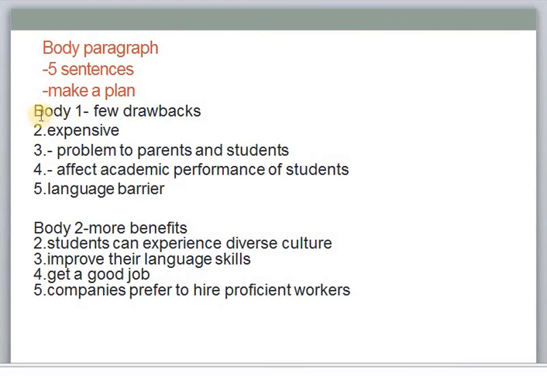So for example, this is your body 1. You will be writing the drawbacks. Body 2, you will be writing the benefits. Also, try to number your ideas so that you can have something to follow. This is your first sentence. This is the one that you will be writing on the second, third, fourth, fifth sentence. Okay? So let's translate them into a paragraph.